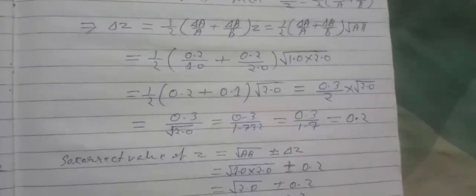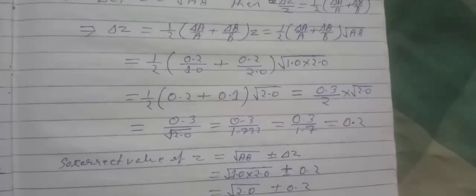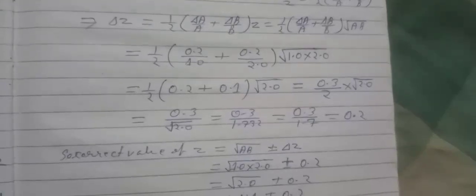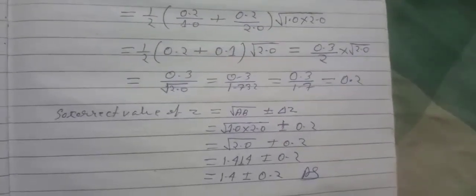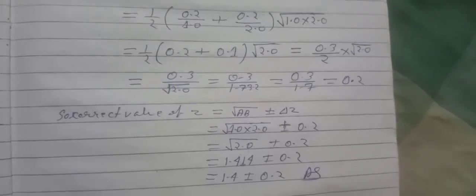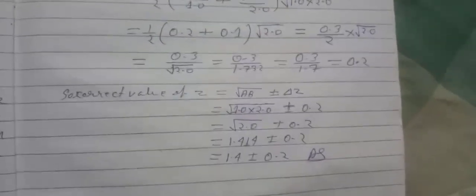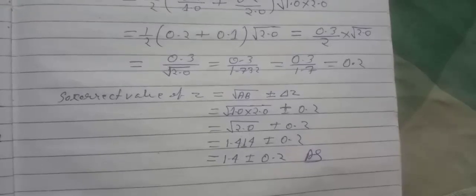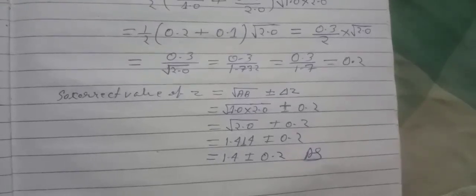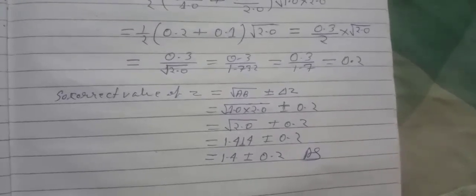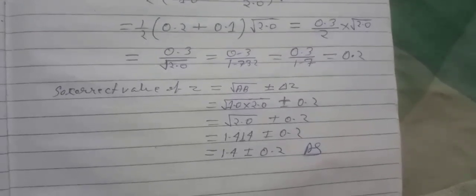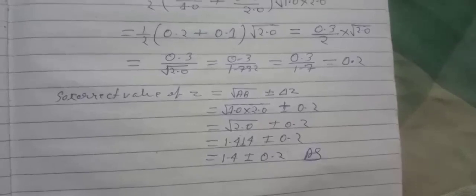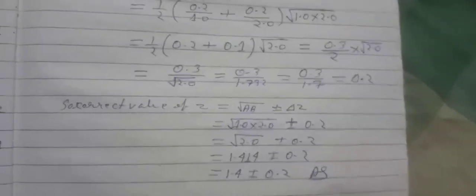Putting all values, we get ΔZ = 0.2. So the correct value of Z = √(AB) ± ΔZ = √(1.0 × 2.0) ± 0.2 = √2.0 ± 0.2, or 1.414 ± 0.2, which is 1.4 ± 0.2. Answer.